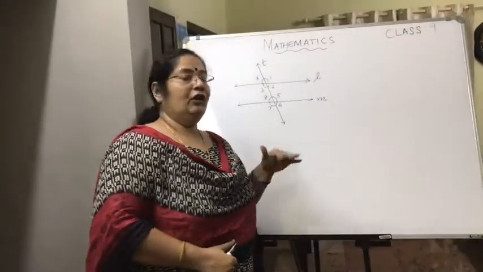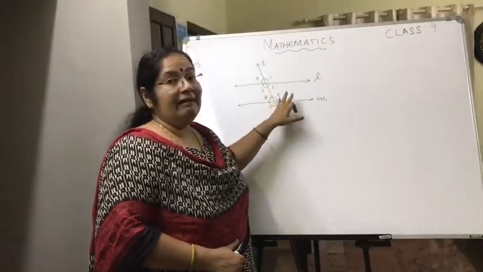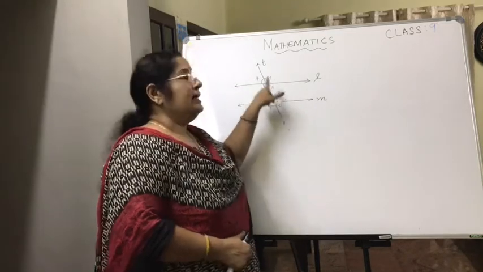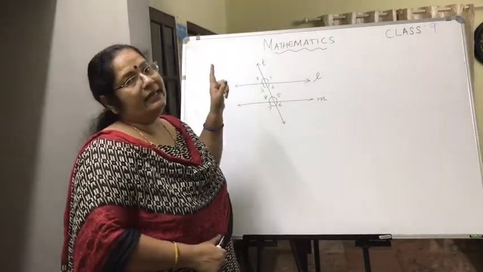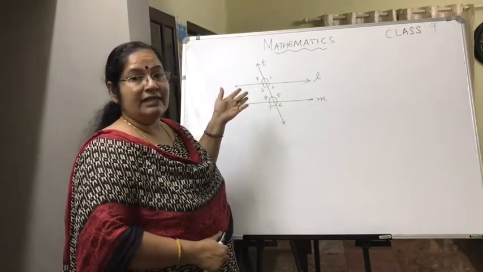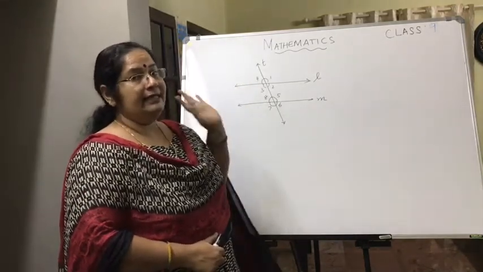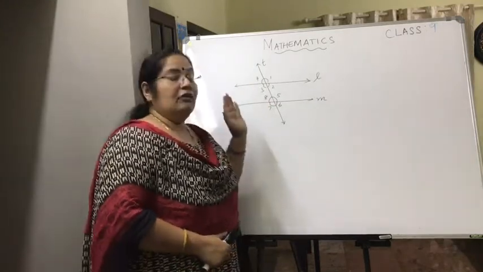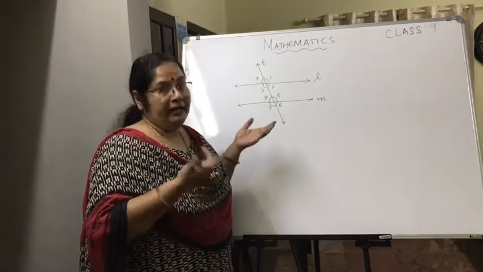Now we have got parallel lines here. Which are the parallel lines? L and M are parallel lines cut by the transversal T. So when lines are intersected by a transversal, how many angles are formed? 8 angles are formed. So I have marked all these 8 angles over here. And we have also learned what these angles are by name.